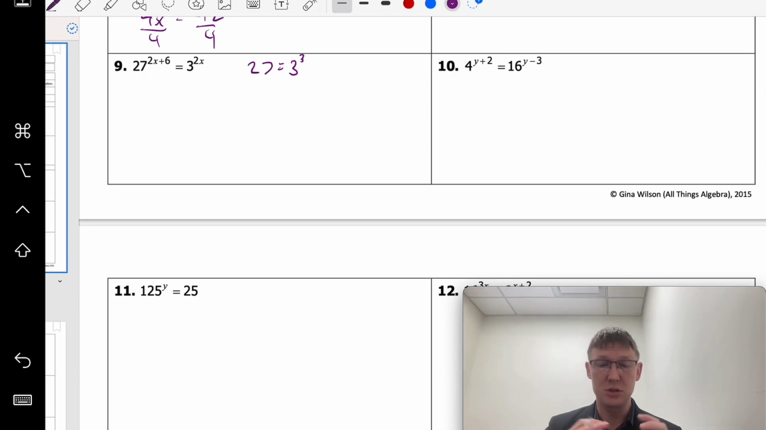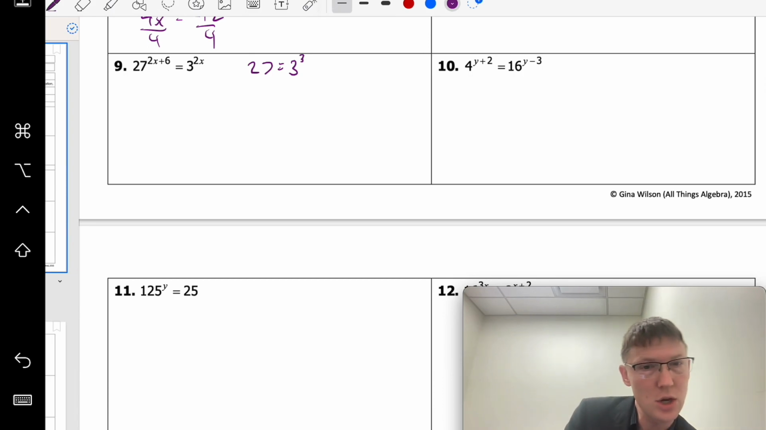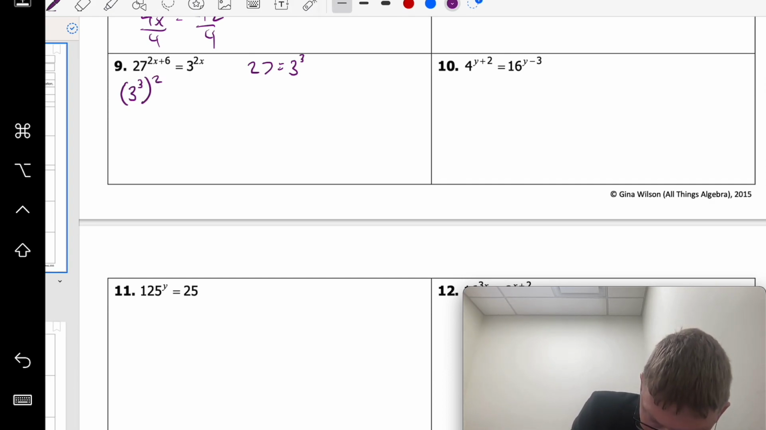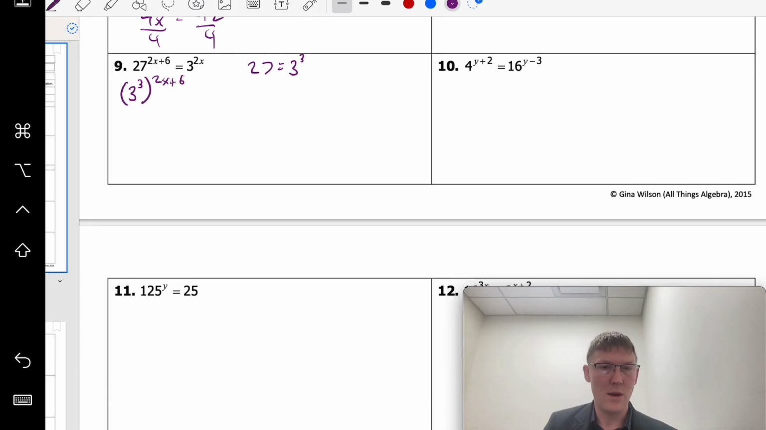So now we're going to just shove that. We're going to put 3 raised to the power of 3 in for 27. So now what that's going to look like, notice the parentheses that I write. So we're going to put parenthesis 3 to the third power, close parenthesis, 2x plus 6. So now when I write it like that, it kind of makes it a little bit more obvious what we need to do next.